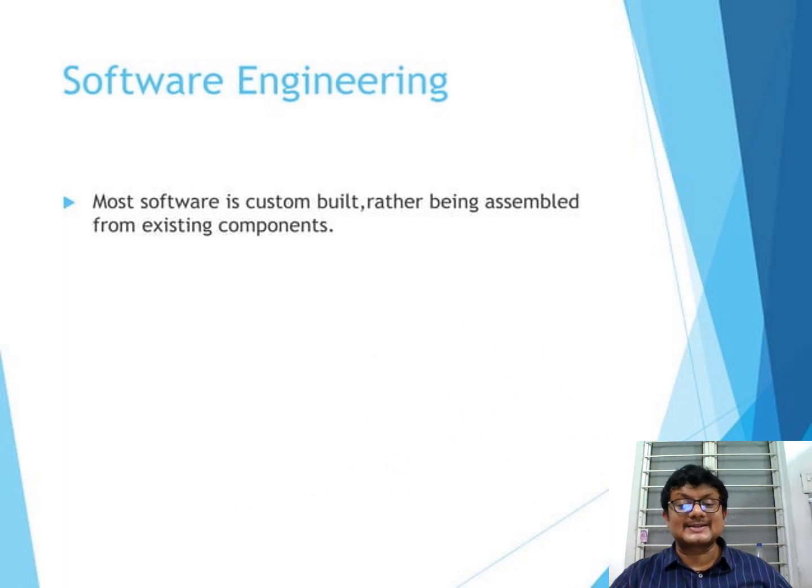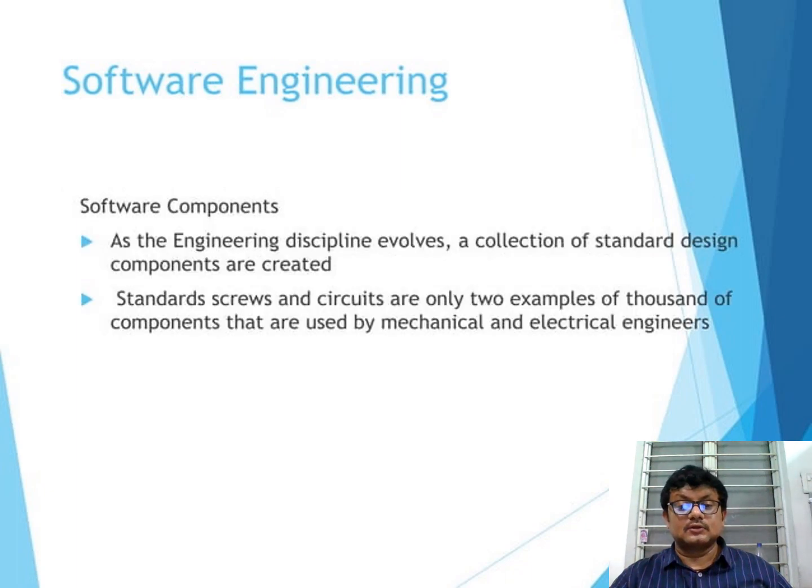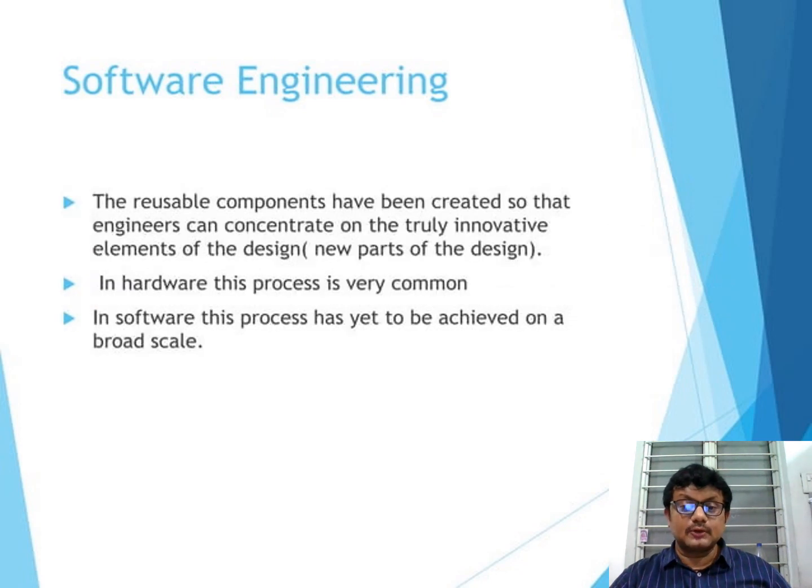Most of the software is custom built, rather than being assembled from existing components. What are the software components? As an engineering discipline evolves, a collection of standard design components is created. Standard screws and circuits are only two examples of thousands of components that are used by mechanical and electrical engineers. The reusable components have been created so that engineers can concentrate on the truly innovative elements of the design, that is, new parts of the design.